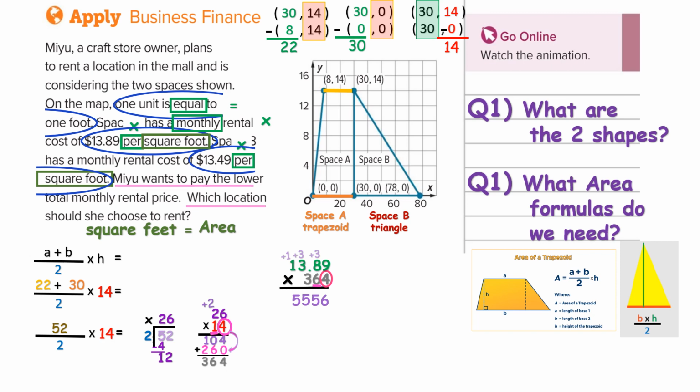So I start with 6 times 9, and 6 times 9 is 54, excuse me. I put down my 4 and carry my addition of 5. 6 times 8 is 48, plus 5 is 53. Put down my 3, carry my addition of 5. 6 times 3 is 18, plus 5 is 23. I put down my 3, carry my addition of 2. And then 6 times 1 plus 2 gives me 8.